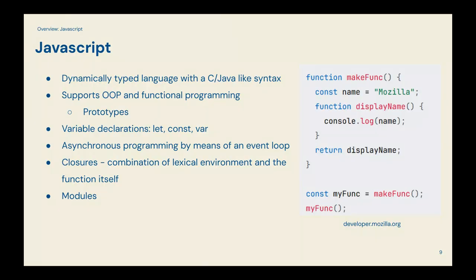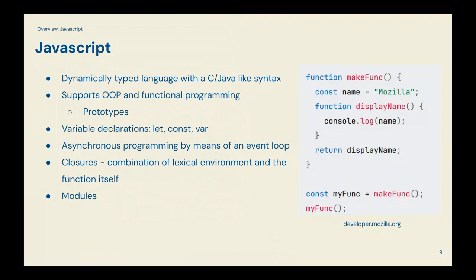JavaScript is single-threaded, but it does have an event loop, which allows for asynchronous programming, which is particularly important when we're talking about a language used on the internet, and there are network connections that could take a while, or they could be extremely fast. One of the important features of JavaScript is the closure.